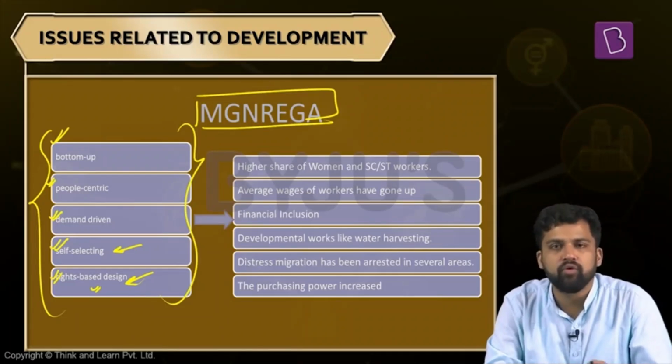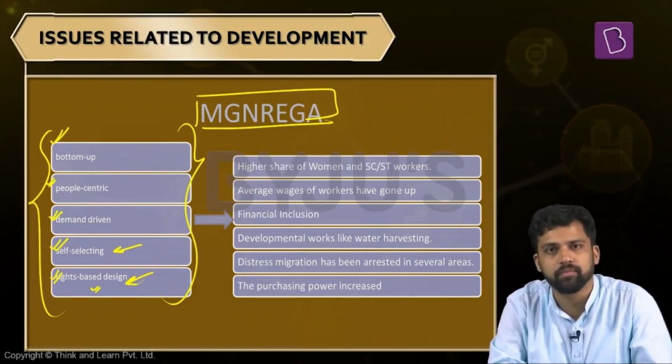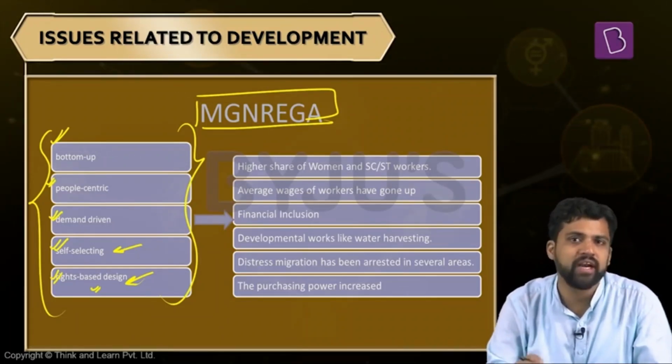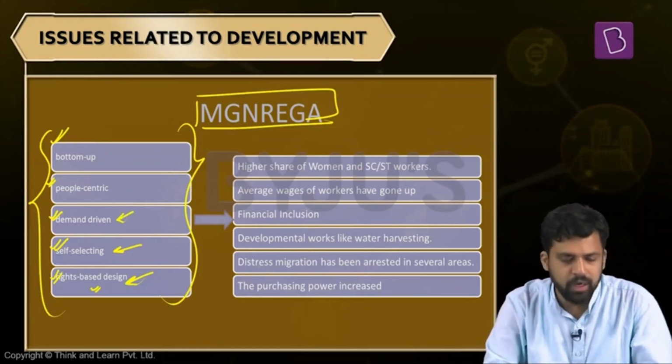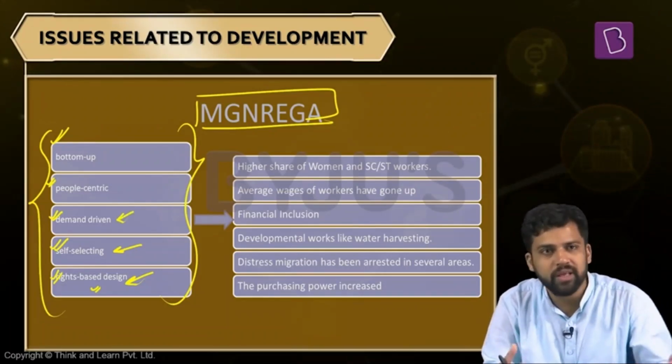It is a self-selecting approach. What do we mean by self-selecting approach? An individual decides on his own whether he wants to join this particular scheme or not. The scheme is not deciding who is the beneficiary. It is not saying if you are below poverty line, you will be able to get the job. Nothing like that. You decide whether you get a job or not. It is a demand-driven approach. Demand-driven approach means if a person wants to work, he has to be given a job. Previously, if there used to be a scheme, then people got a job.